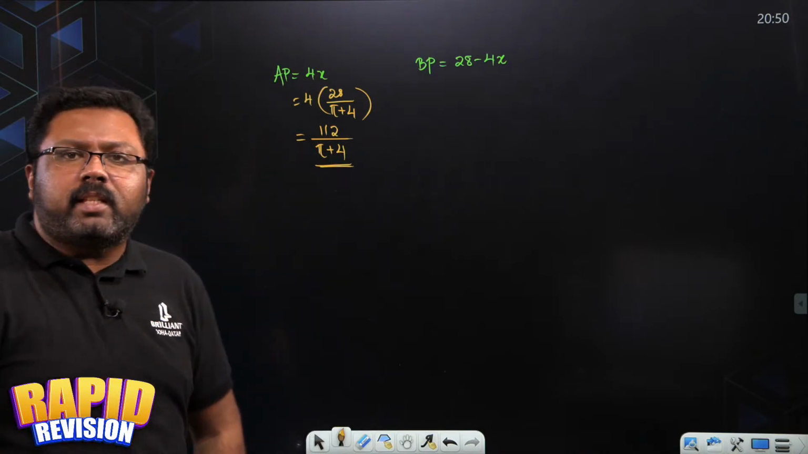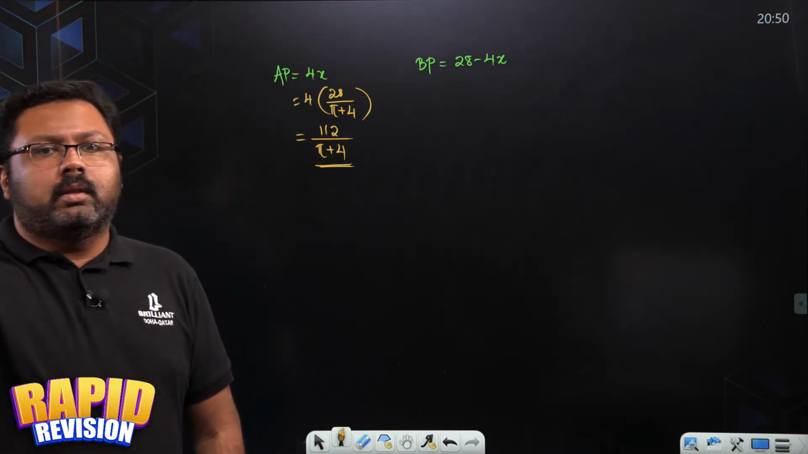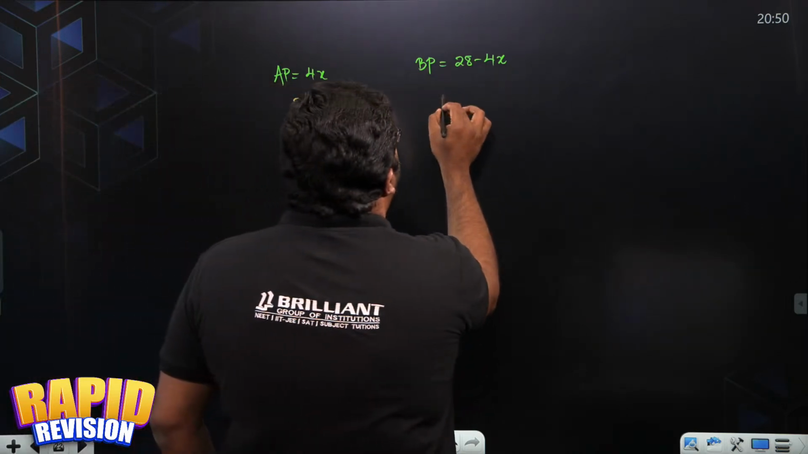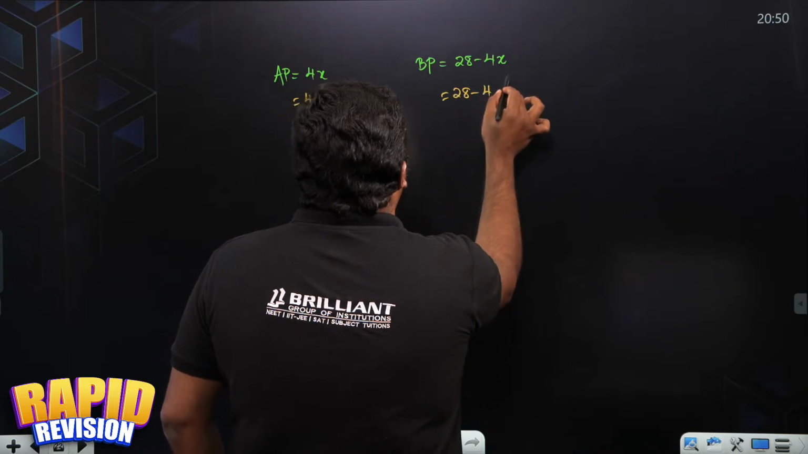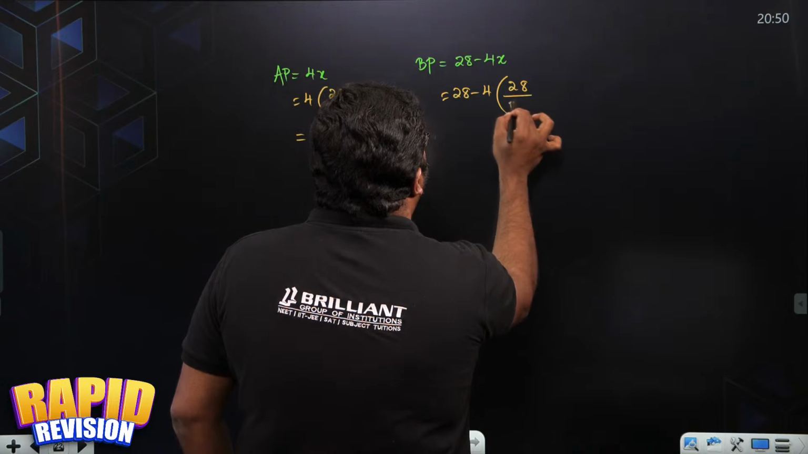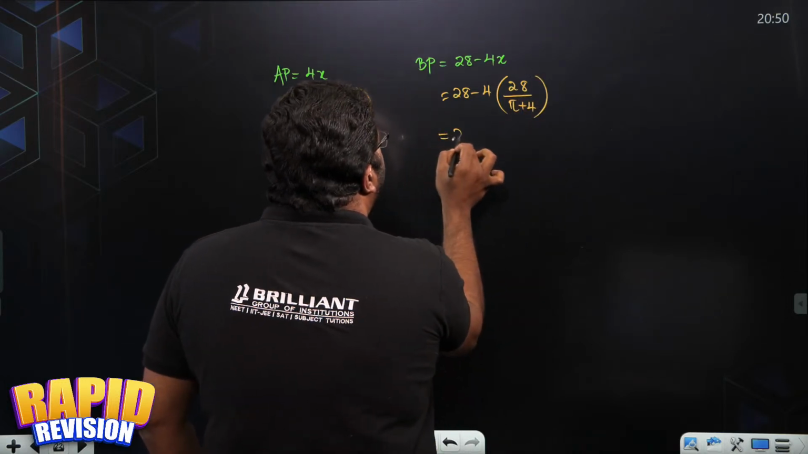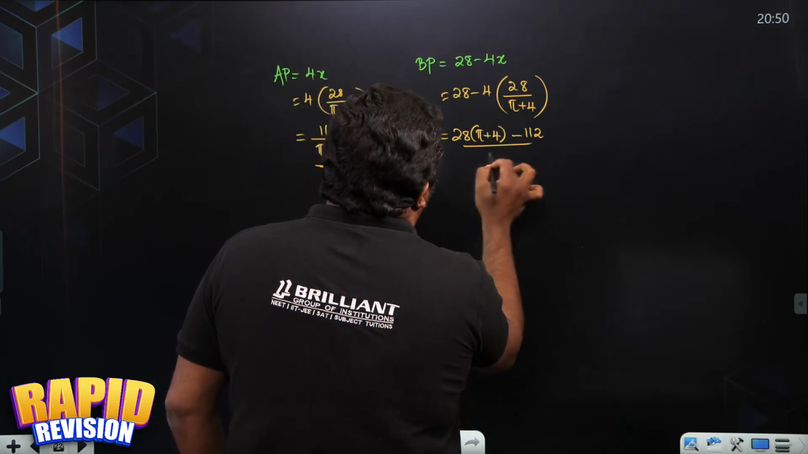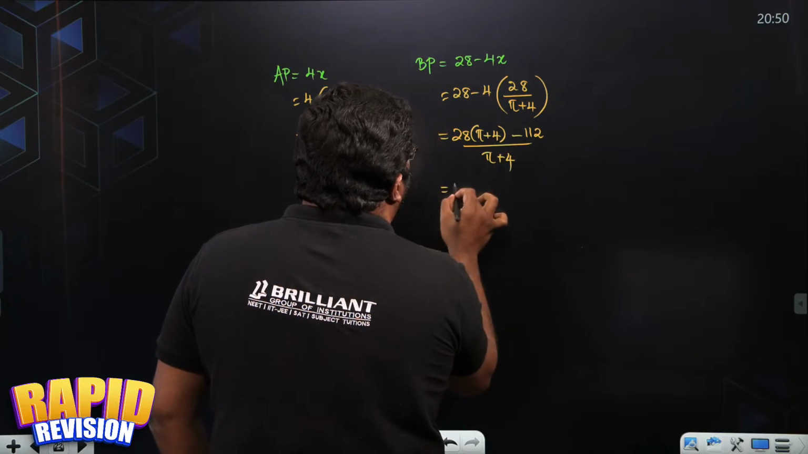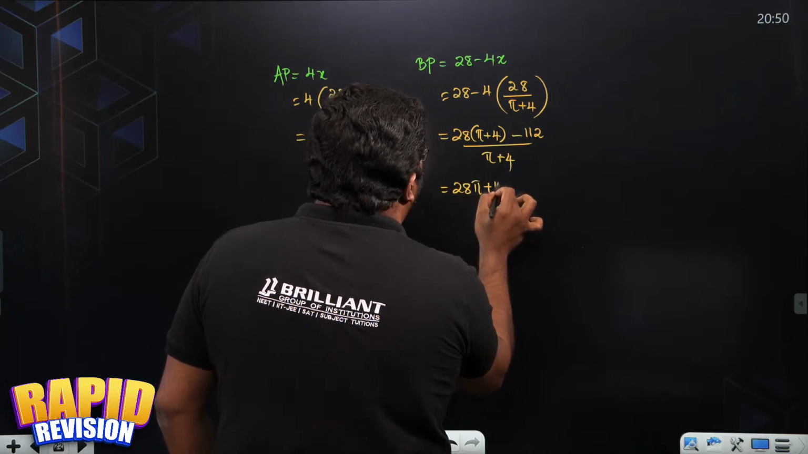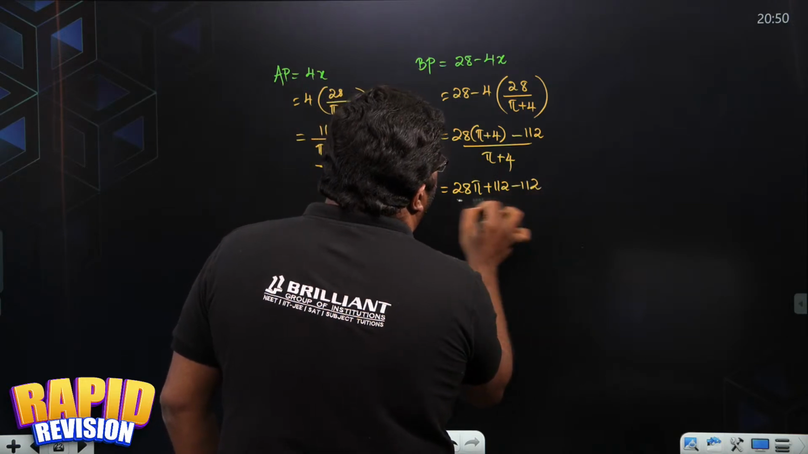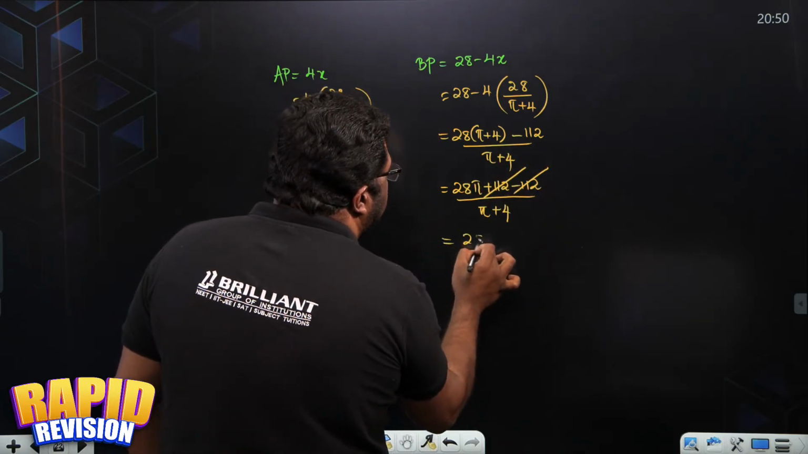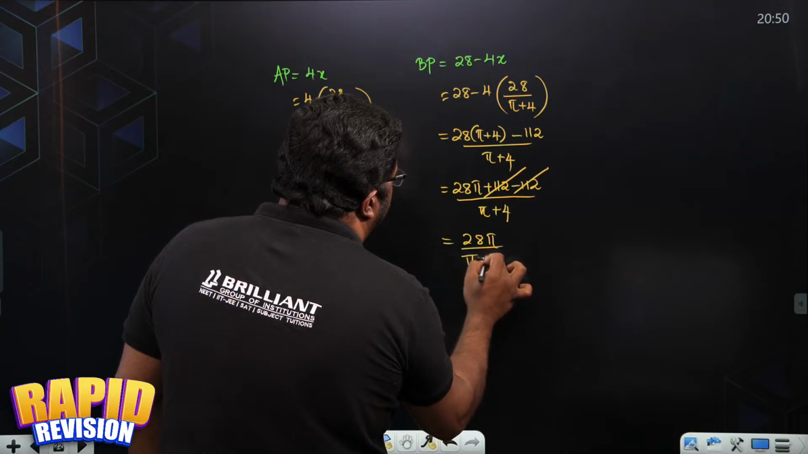What is the length of the first piece? Don't substitute pi. Leave it like that, 112 by pi plus 4. So what's going to be the BP value? 28 minus 4 into 28 by pi plus 4. Just take the LCM. 28 into pi plus 4 minus 112 by pi plus 4. It is 28 pi plus 112 minus 112 by pi plus 4. Cancel these two. Answer: 28 pi by pi plus 4.